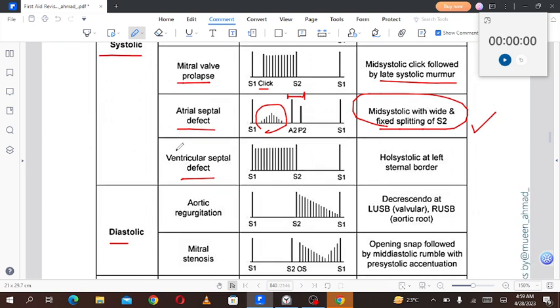Then talking about the ventricular septal defect, this is a holosystolic murmur again, at the left sternal border. Ventricular septal defect, VSD murmur. Okay, it is also at the left sternal border.